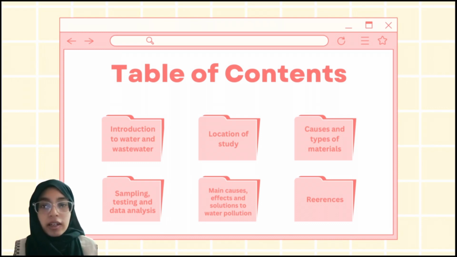Before we begin, let me give a brief outline of what we will be presenting today. First of all is the introduction to water and wastewater engineering. Next, the location of study. Then the causes and types of materials. Later, we'll talk about the sampling, testing, and data analysis. After that, the main causes, effects, and solutions to water pollution. And lastly, the references we collected and used for our case study.